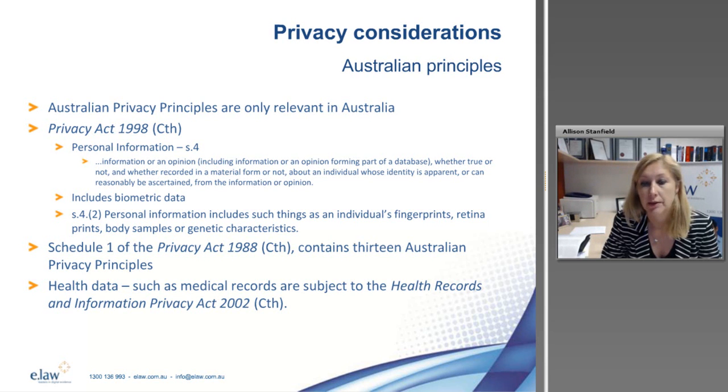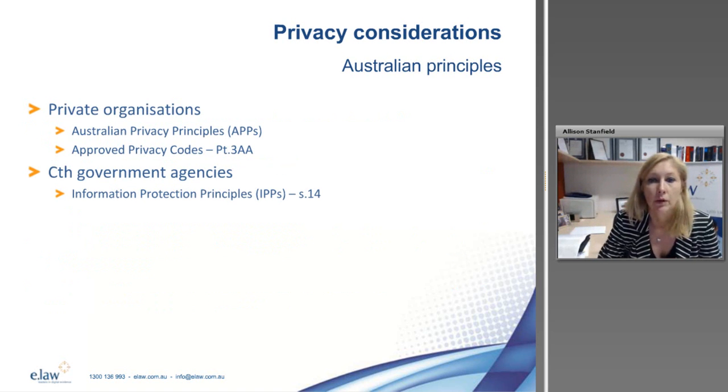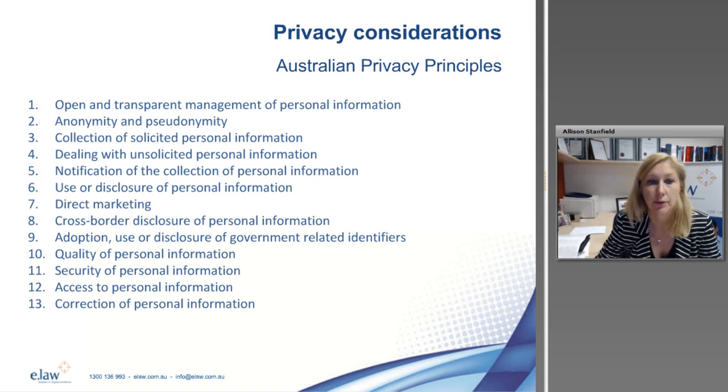Schedule 1 of the Act contains 13 Australian Privacy Principles. Bear in mind too that health data such as medical records are actually subject to the Health Records and Information Privacy Act 2002, which is a Commonwealth Act. So under the Privacy Act, for private organisations, the Australian Privacy Principles are applicable. And then for Commonwealth government agencies, there are information protection principles as well.